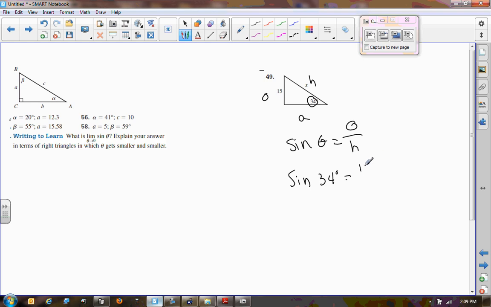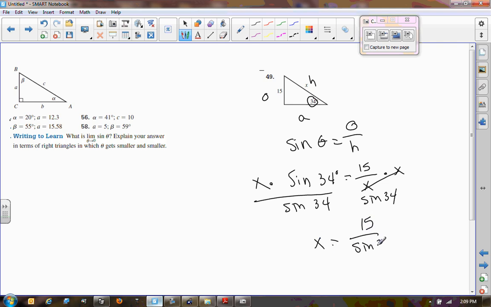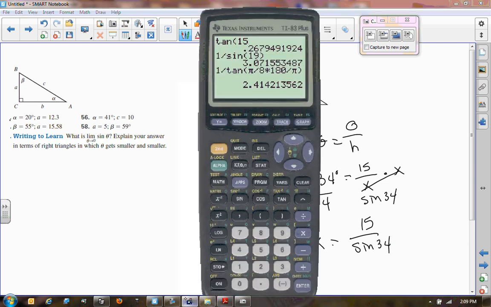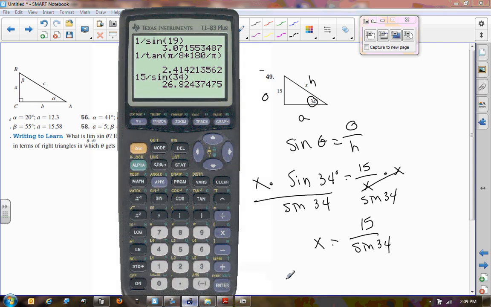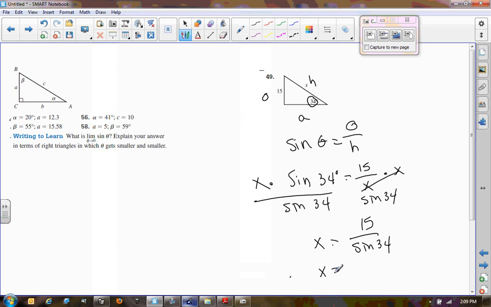Do I know the opposite? Sure do. It's 15. Do I know H? No, it's x. All right, so then I've got to multiply by x to get the x's. That moves the x. I've got to get rid of the sine of 34, so you're dividing both sides by sine of 34. So x is 15 over sine of 34. Throw that in your calculator. Stick with trig. It's not that bad. 26.8. That's it.